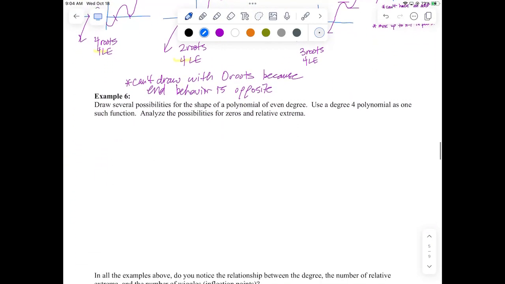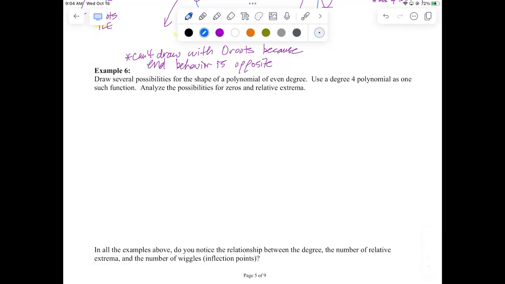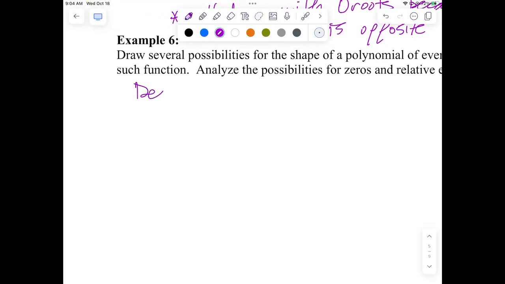All right, let's do the same thing for an even degree polynomial. We'll use a fourth degree Taylor polynomial or a fourth degree polynomial for our analysis. So all of these will be degree 4. We'll start with the parent function. The parent function is the one that looks like a parabola. It just opens wider. How many roots do you see? 1 root. How many local extrema? 1 local extrema, right? One local min.